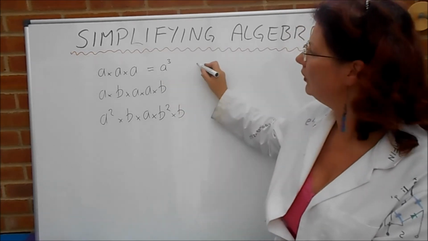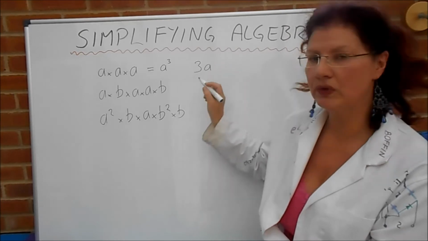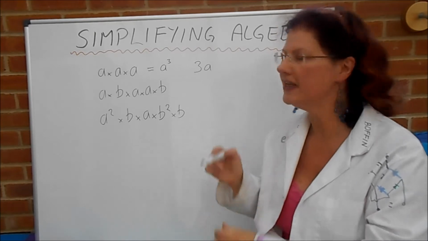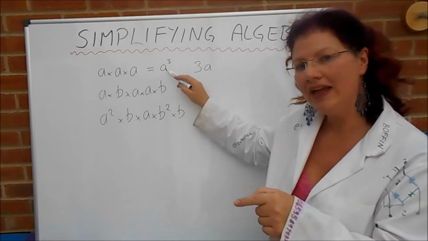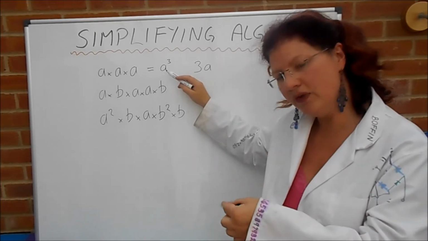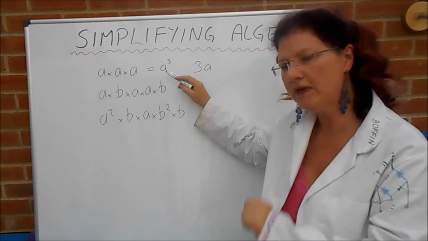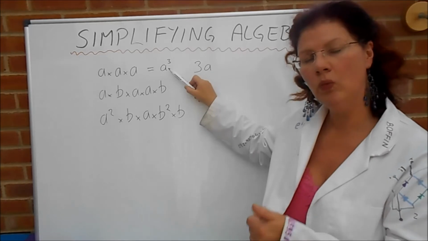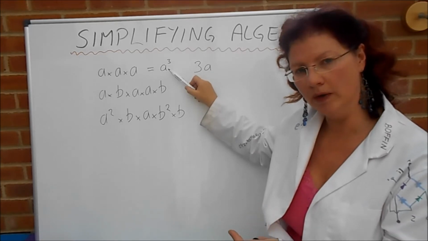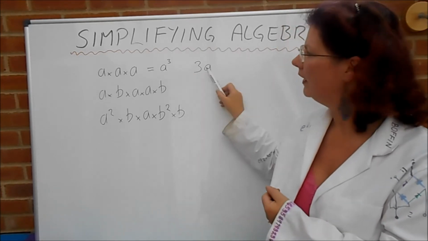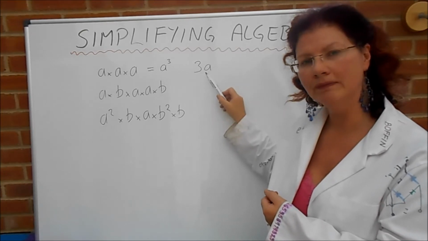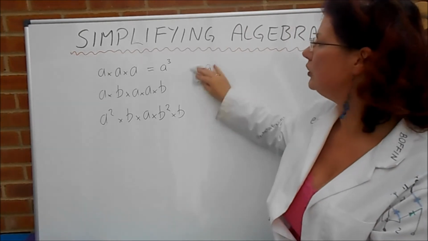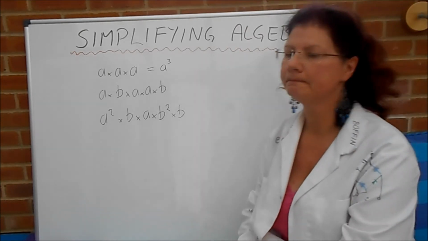A times a times a, we write as a cubed. Please note that is not the same thing as 3a. That means 3 times a, the number 3 times a. That means a times by itself 3 times. Very different. Just as an example, if a were 1, then that would be 1 times 1 times 1, which is 1. That would be 3 times 1, which is 3. So different things. Don't get those two mixed up. A cubed is what we have here.